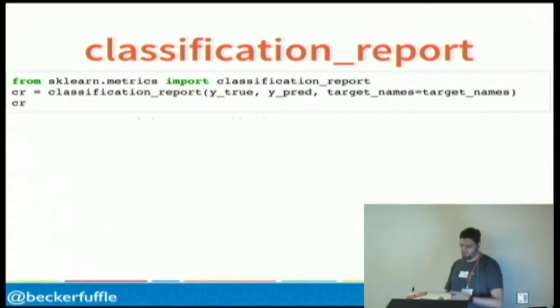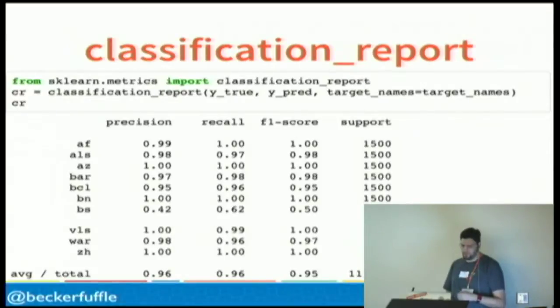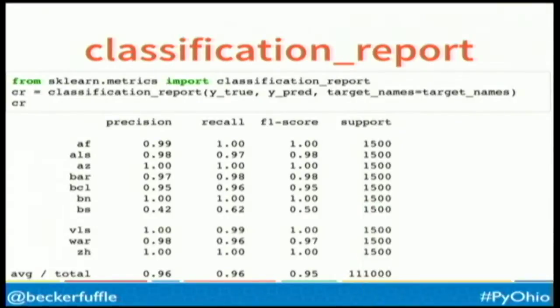Classification report builds a nice little text report showing the main classification metrics. And what I mean by the main classification metrics in this case is precision, recall, F1 score, and support. Generally what you need to know about precision, recall, and F-score is that 1 is the best value you can get, 0 is the worst value you can get, and support is just a count of the number of times in our test set that we had these classes. So we had 1,500 examples in our test set of each of these languages.